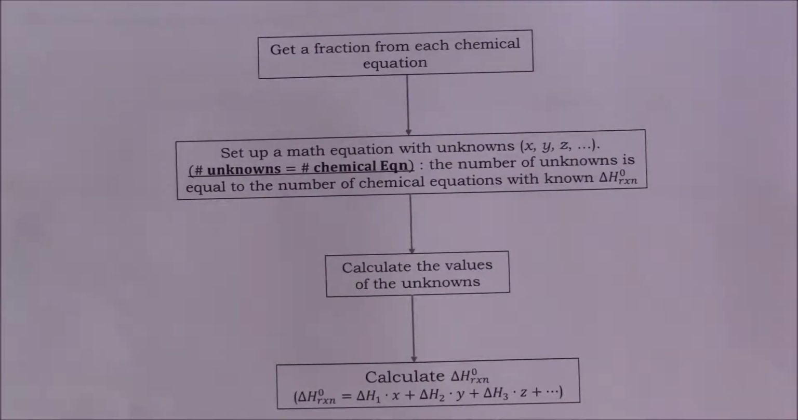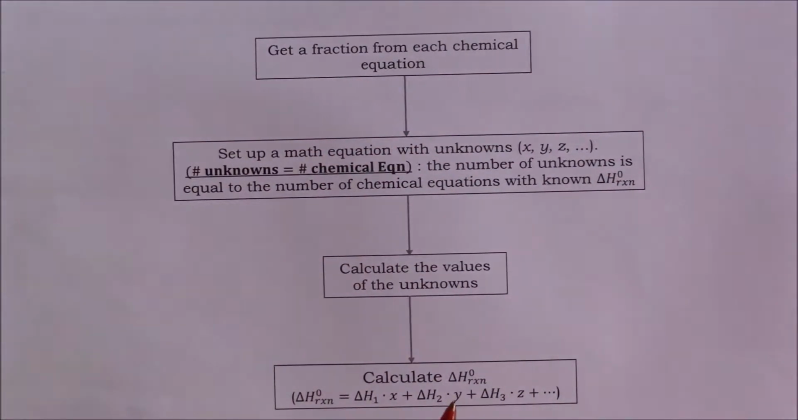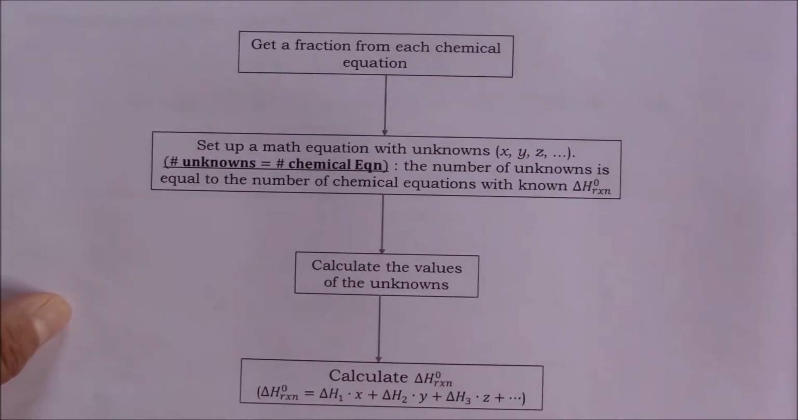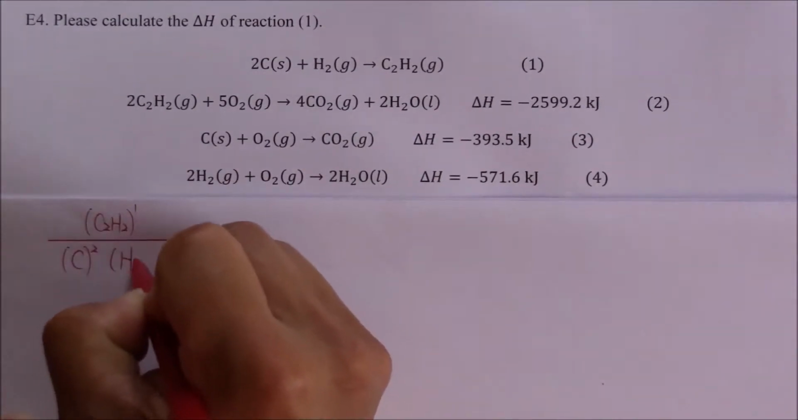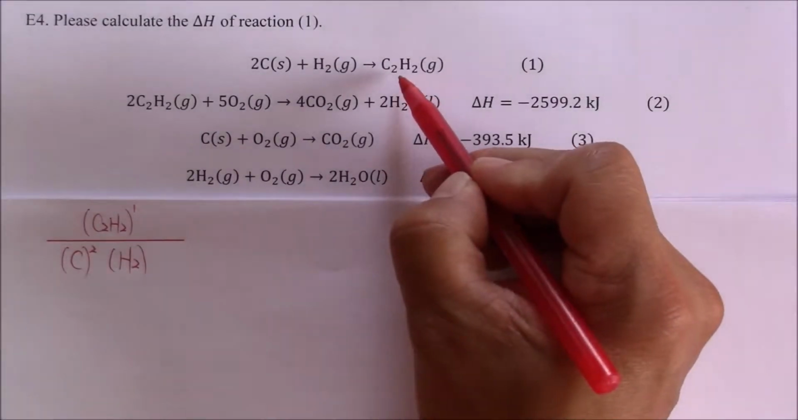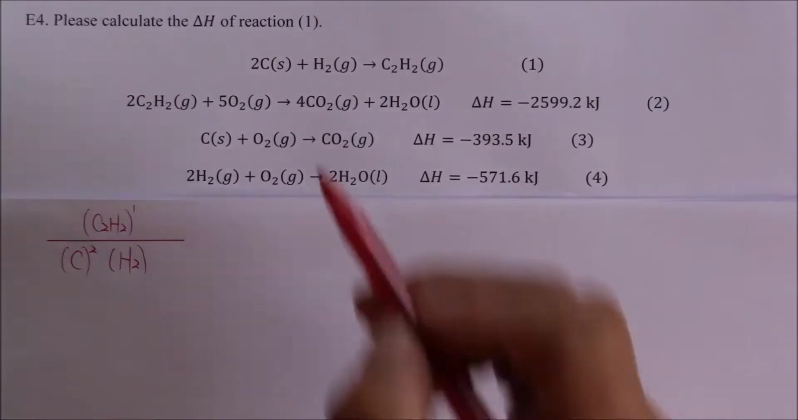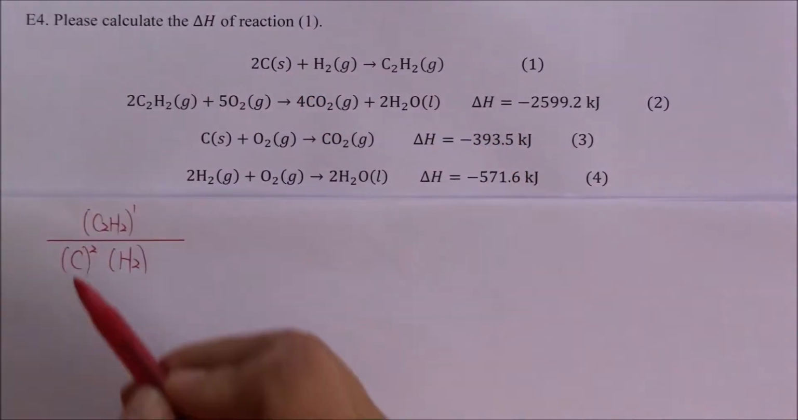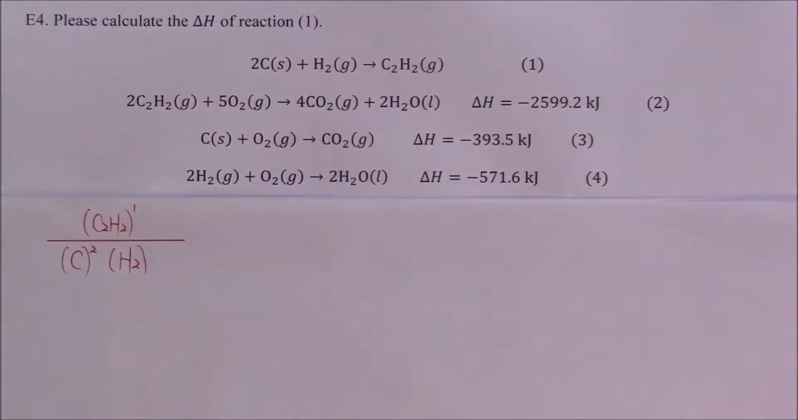I prepared a flowchart for the new method. The first step of the new method is to get a fraction from each chemical equation. Let me explain how to get a fraction from each chemical equation. In a chemical equation, if a chemical is a product, it will be in the numerator of our fraction. If a chemical is a reactant, it will be in the denominator of our fraction. The coefficients will be the power terms in our fraction.